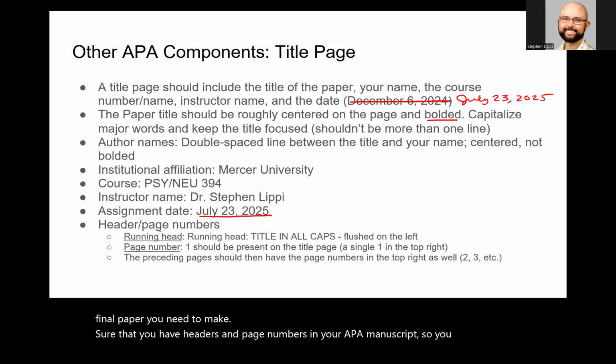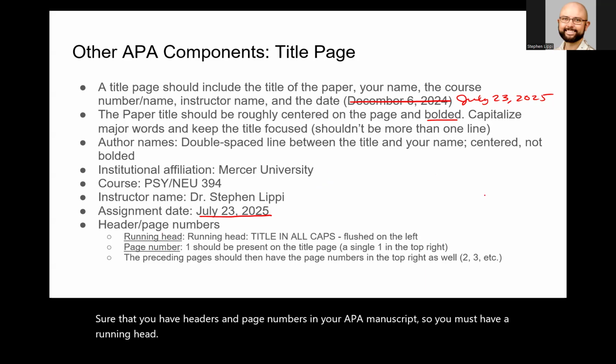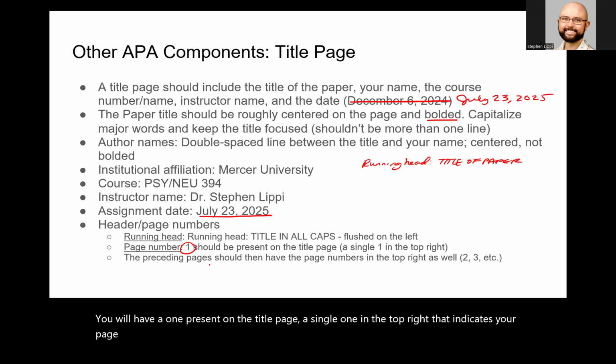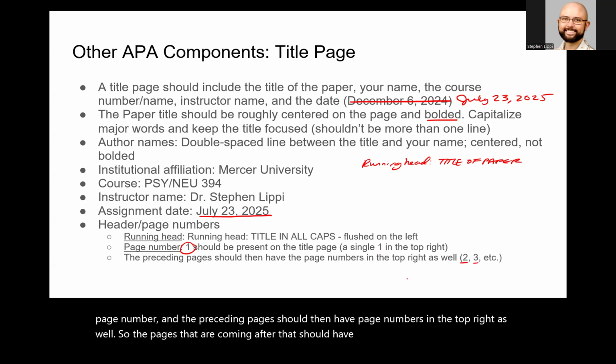So you must have a running head flushed on the left on the first page, meaning that on that title page, you have "Running head" written out with the title of the paper in caps. You will have a 1 present on the title page, a single 1 in the top right that indicates your page number. And the following pages should then have page numbers in the top right as well. So the pages that are coming after that should have your 2, 3, etc.